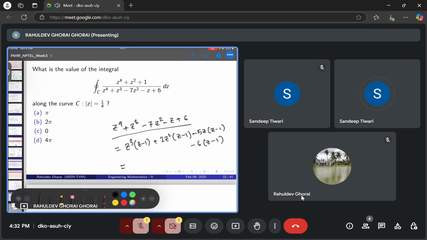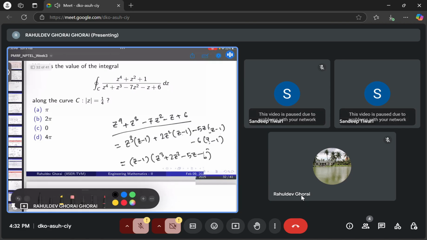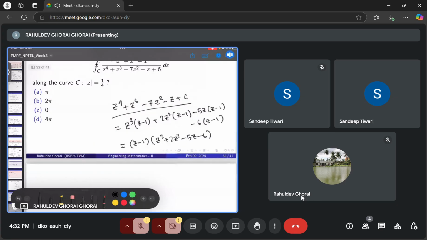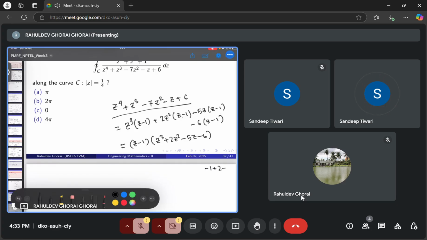So then, yes, sir. z minus 1 times z cube plus 2 z square minus 5 z minus 6. Again you have to look at what the root is. Maybe minus 1, let's check. Minus 1 will be, sir, 2. Minus 2 plus 2, sir. 2 will be a root. Yes, sir. Minus 1 is also a root.